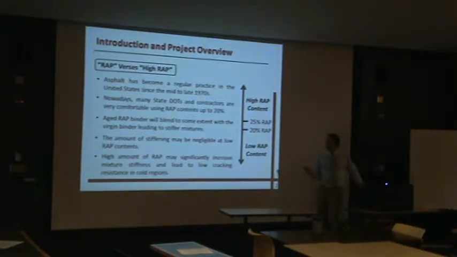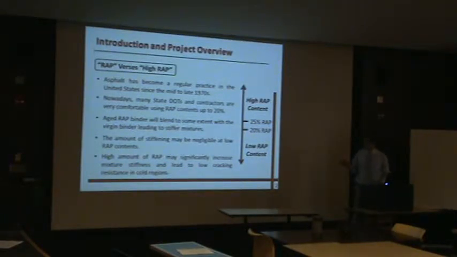My project is about high RAP, not RAP. What's the difference? RAP is whatever is less than 20% RAP in the new mixture. Anything above 25% is called a high RAP mixture. Recycling started in 1970, and DOTs nowadays are very comfortable with recycling low content of RAP, less than 20%.